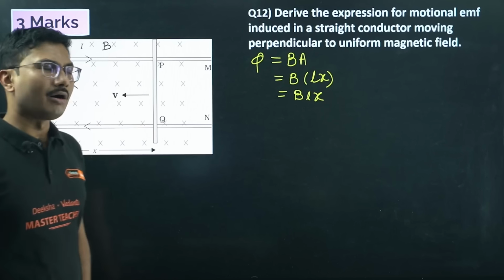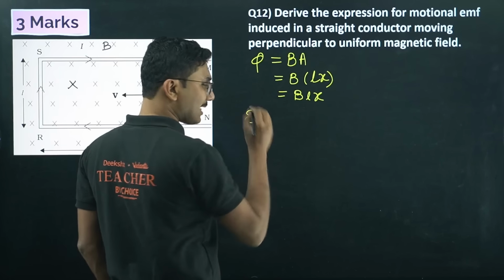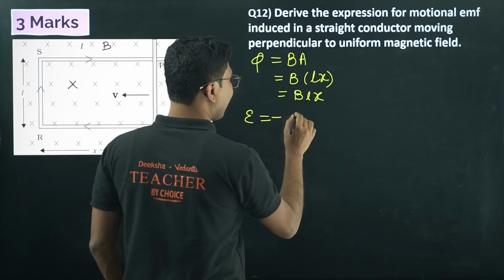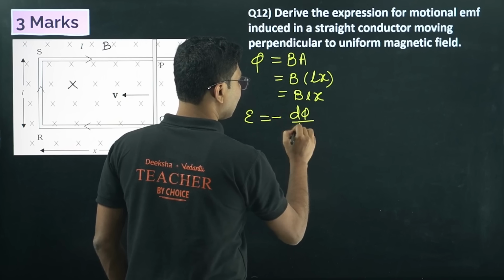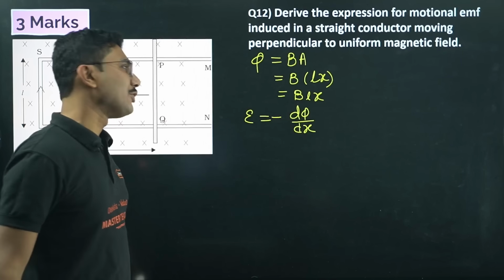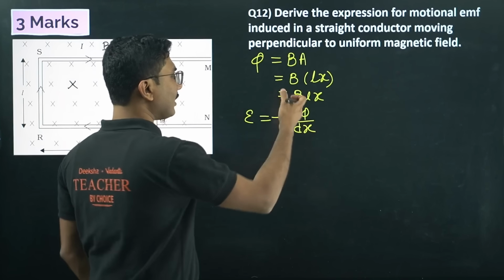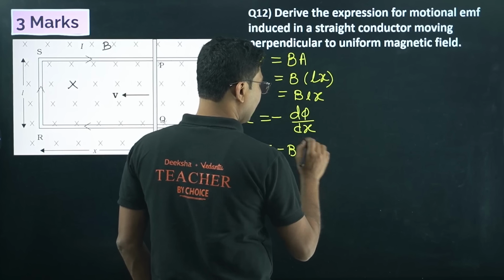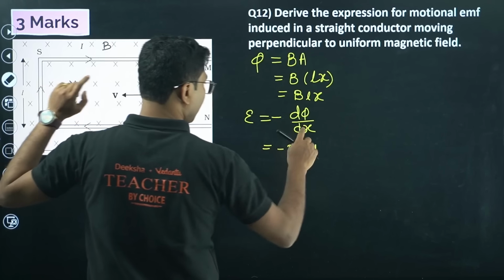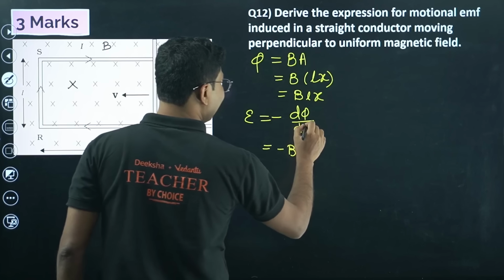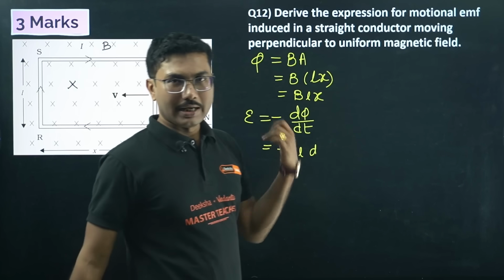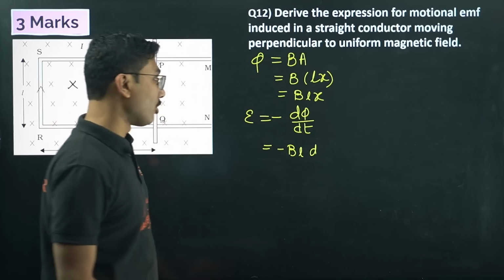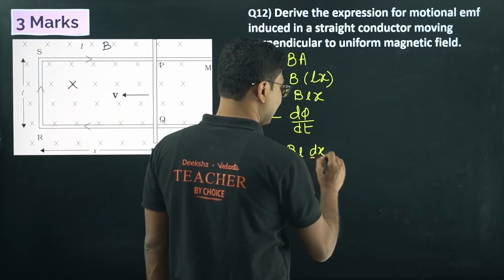Now from Lenz's law, what is induced EMF? Lenz's and Faraday's laws combined. So induced EMF is given by minus d phi by dt. So you have to differentiate it, and at this point the differentiation is very easy. B and L are constant, so they will be common. d phi by dt, rate of change of flux with respect to time. Now B and L are constant, but x is changing. Let us understand that.